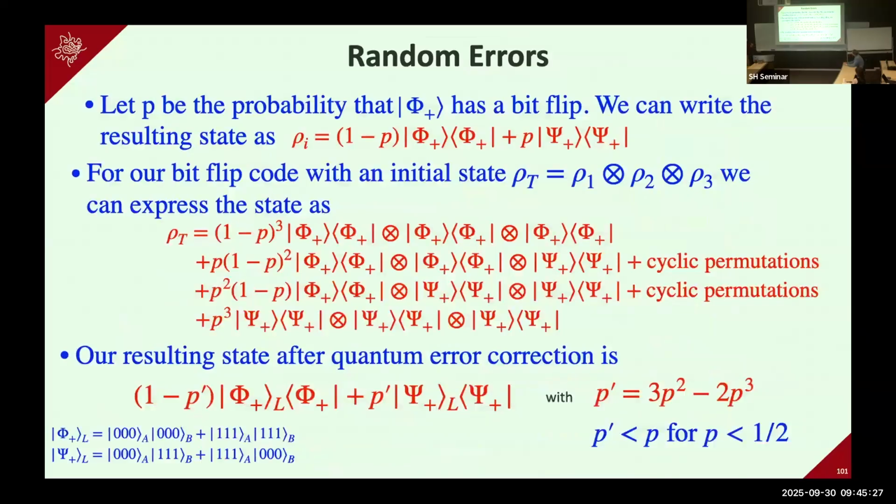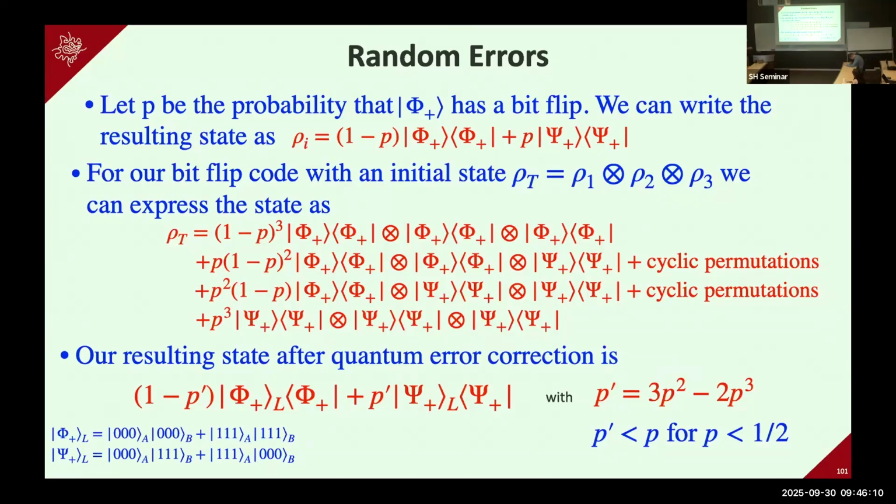So I just want to run you through, and this is in the notes that you can find online, what happens when there's a random error. Just coming through this bit flip code, I would say that there's a probability P that a bit flip occurs on one of these. And then we can express our total state in this kind of form. We can go through and do the error correction. If you want homework, I'm told I should give you homework. Show it for yourselves, or believe me.